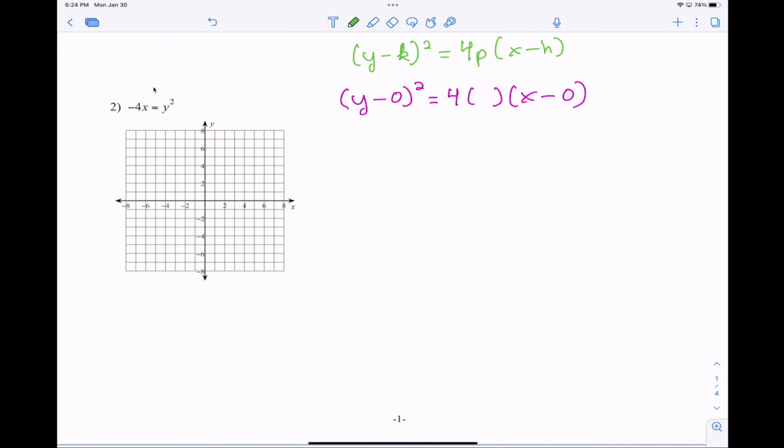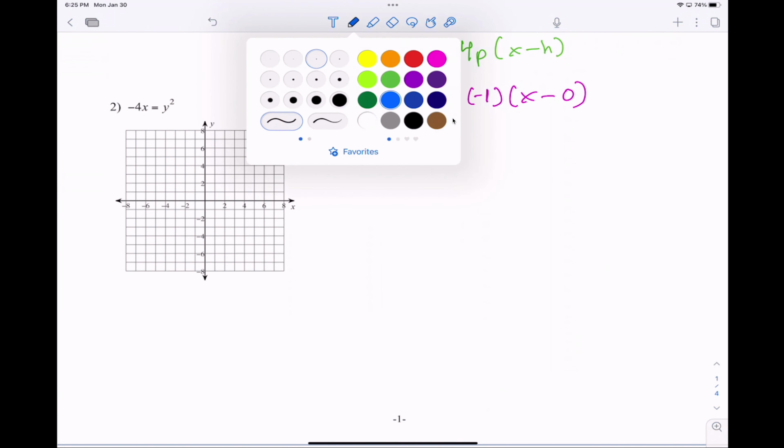H and k are the coordinates of the vertex. Since the vertex is at the origin in this case, I'm putting in 0 and 0. I have this negative 4 that was conveniently in front of the x. I have to change that into 4 times some other number to find my p-value. It looks like p is going to have to be negative 1.